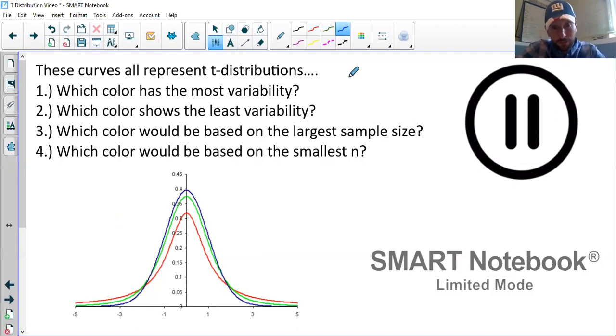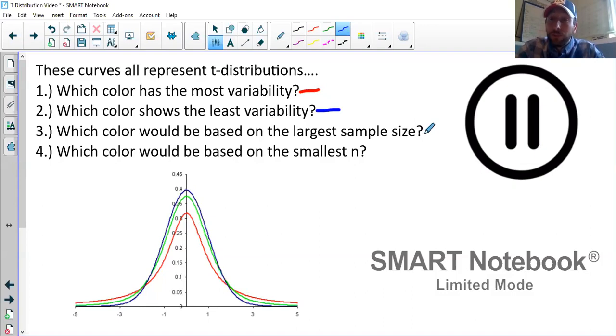And hopefully you told me most variability, most spread out, that's our fattest tails. That's going to be the red here, right? It's a little more stretched out. So most variability is going to be red. Least variability, that's going to have the skinniest tails, and that's what we see here with the blue. That's most like the normal model. So if I was going to pick one of these to be a normal model, it would be the blue. So the largest sample size, that's the least variability.